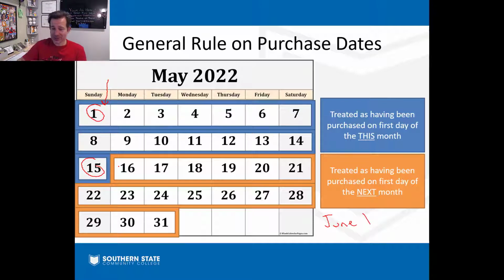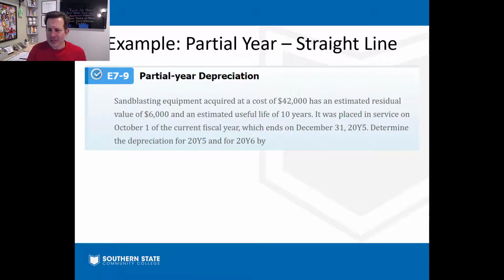Okay, so that helps us from having to calculate 27 days of depreciation or 14 days of depreciation or some kind of weird thing like that up front. So we use that rule of thumb to make it easier on us. Let's do an example here.